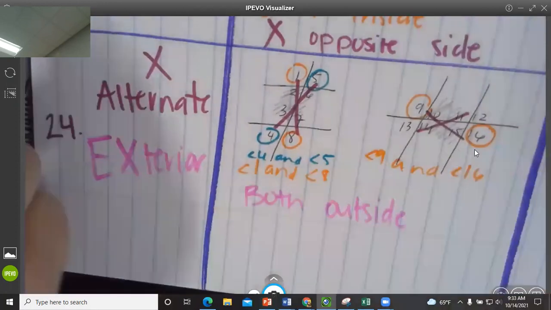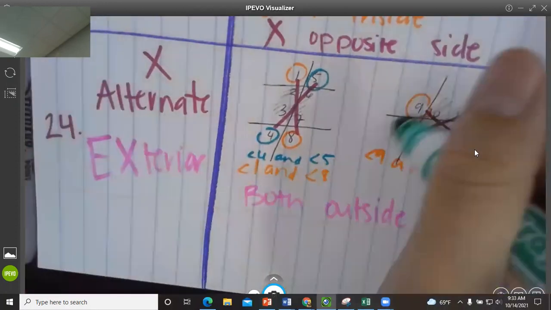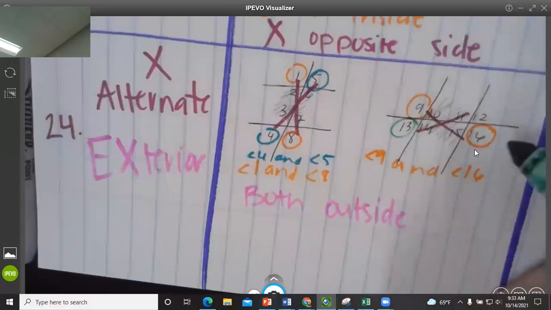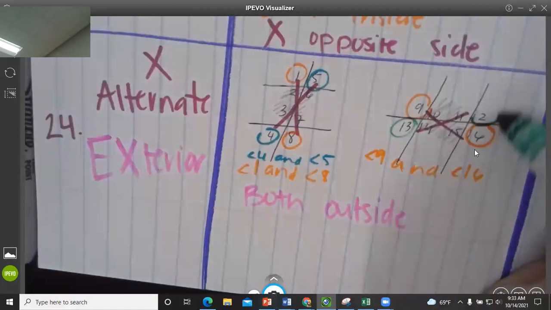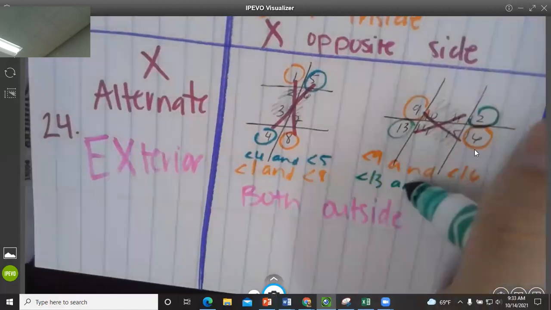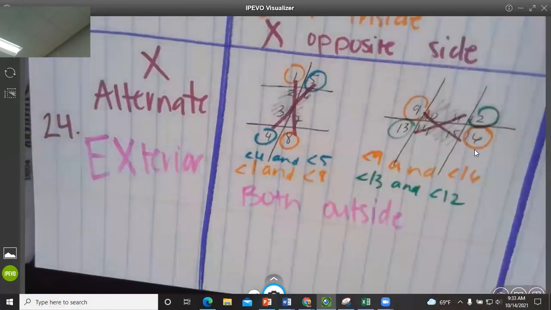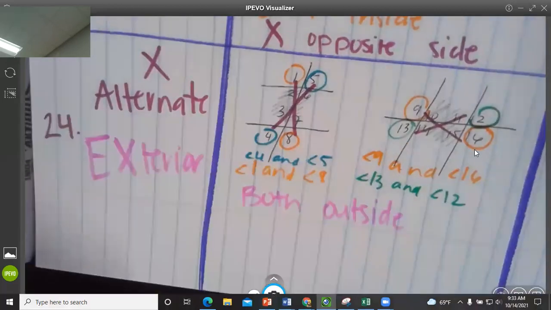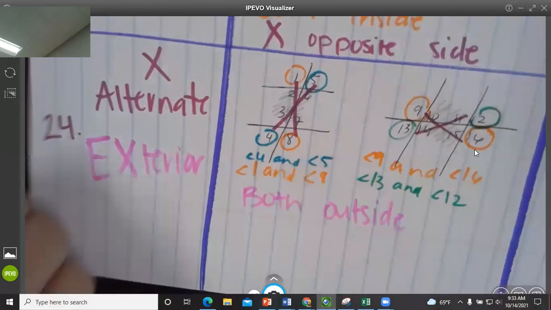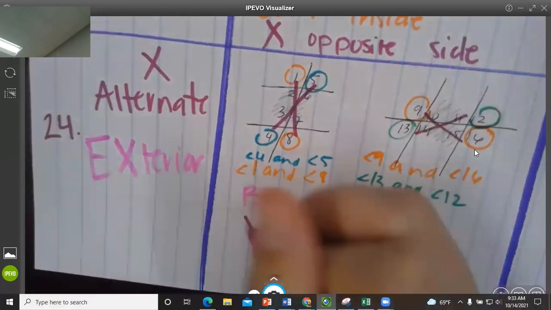And then on the other one, it would be 13. Javis, can you tell me the one opposite of 13? Yeah. All right. Both outside. I already said that. Alternate, we already said that is the opposite side.